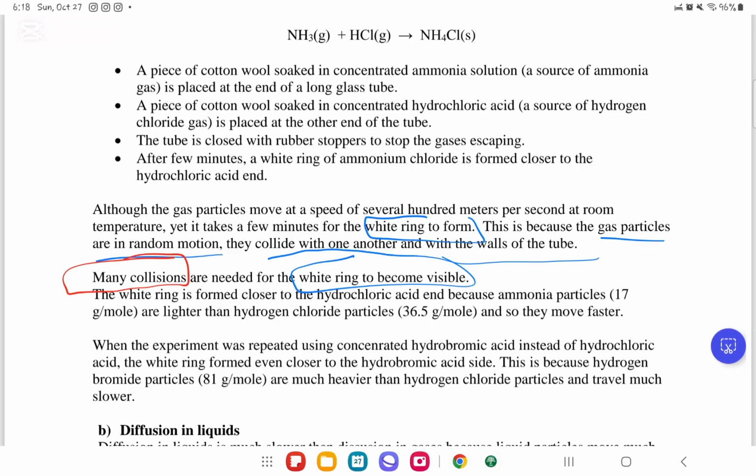The white ring is formed closer to the hydrochloric acid because, as we said, ammonia particles are lighter. They are 17 grams per mole, compared to hydrogen chloride particles, which are 36.5 grams per mole. And as we said previously, if they are lighter, according to the kinetic energy theorem, I think, the lighter they are, the faster they will move. So definitely ammonia moves faster than hydrogen chloride.